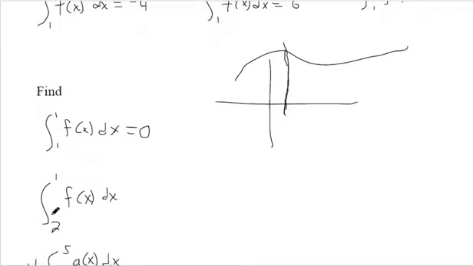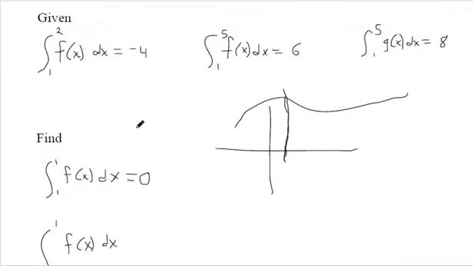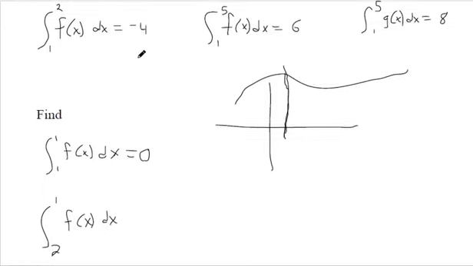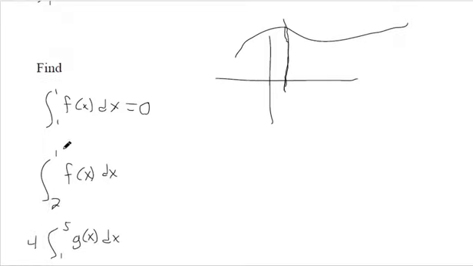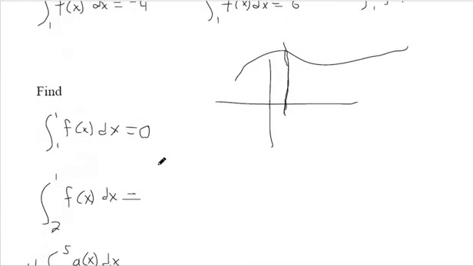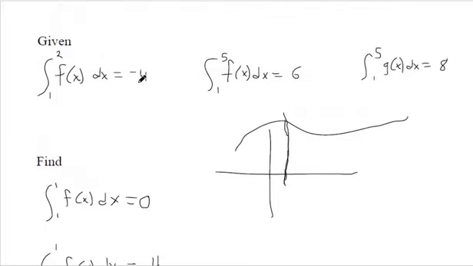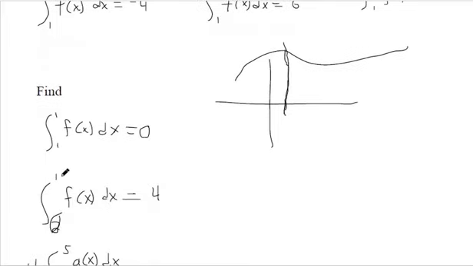And then they want to emphasize, if you reverse the limits of integration, if you know 1 to 2 is equal to negative 4, then starting at 2 and going backwards to 1, going backwards is negative. So a negative negative 4 makes a positive 4. Okay? If 1 to 2 is negative 4, then reverse 2 to 1 would be positive 4, the opposite sign.